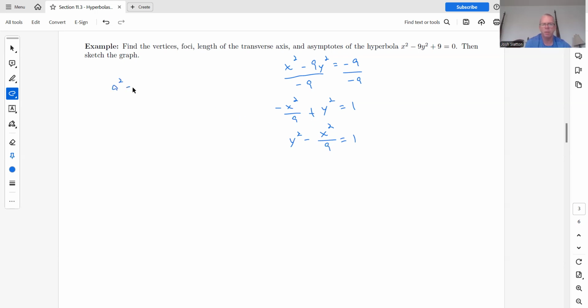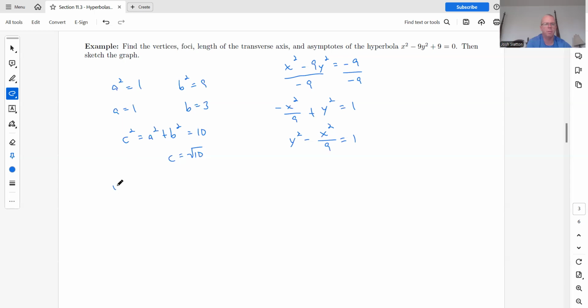So let's write this over here. a squared is 1, b squared is 9. So that means that a equals 1, b equals 3. And so c squared is going to be a squared plus b squared, which would be 10. And so c is square root 10. And so now we can get all of these things.